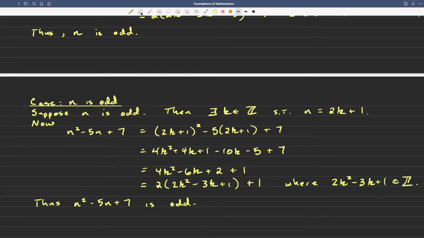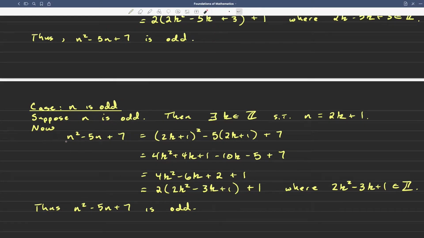I guess above I actually misspoke and said n is odd, but what I meant to say there was n squared minus 5n plus 7 is odd. Let me correct that real quick. Right, because we took n squared minus 5n plus 7 and we wrote it as 2 times an integer plus 1, we knew that it was odd, and that finishes the proof.